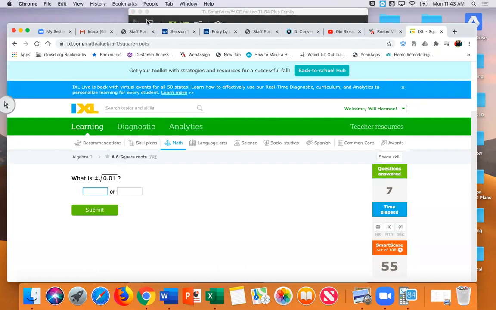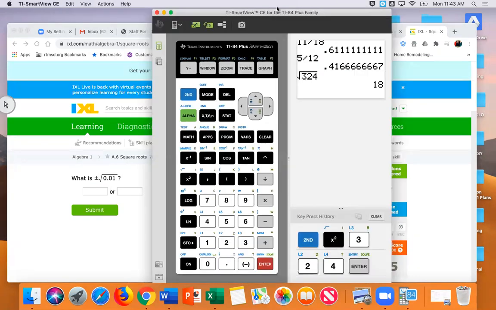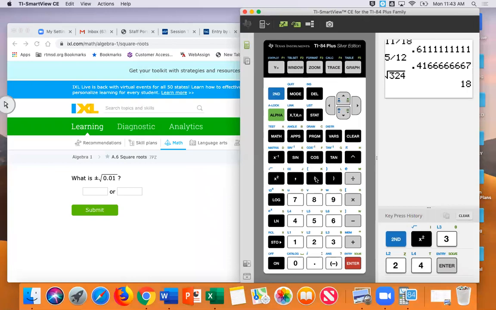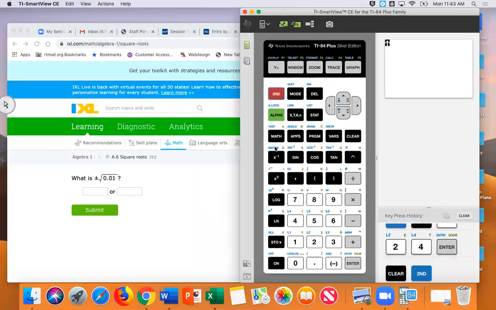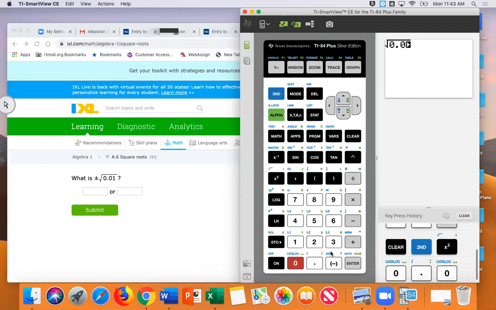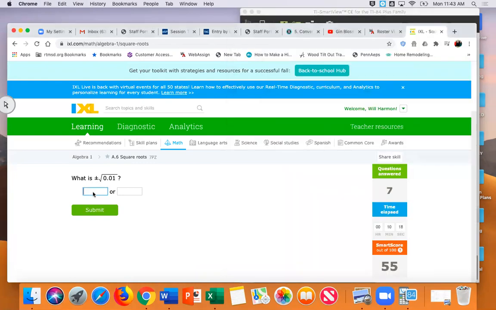So for a problem like this, we do the same thing. We can do the square root of 0.01. And we all said that the plus and minus sign here looked like a plus and minus sign, so it would be 0.1 and negative 0.1.